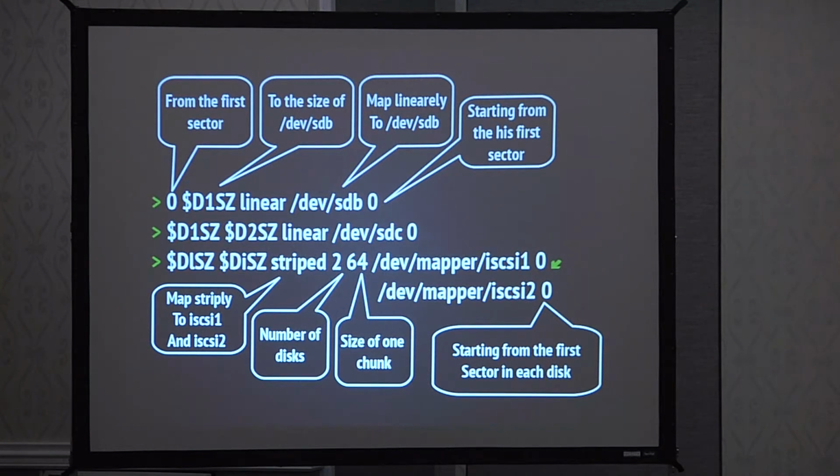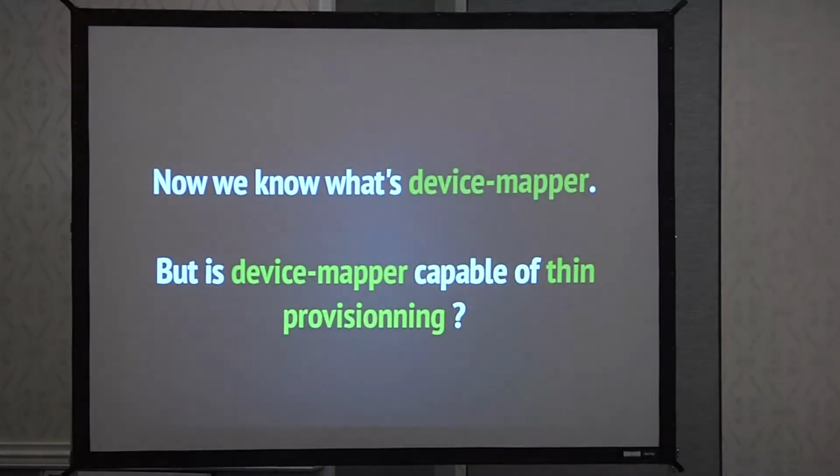The first disk starts from 0. The second disk starts from 0. So this will define the virtual volume, and it's not exactly, but we can say it's the same access speed. So I think at this point, everyone knows what device mapper is.